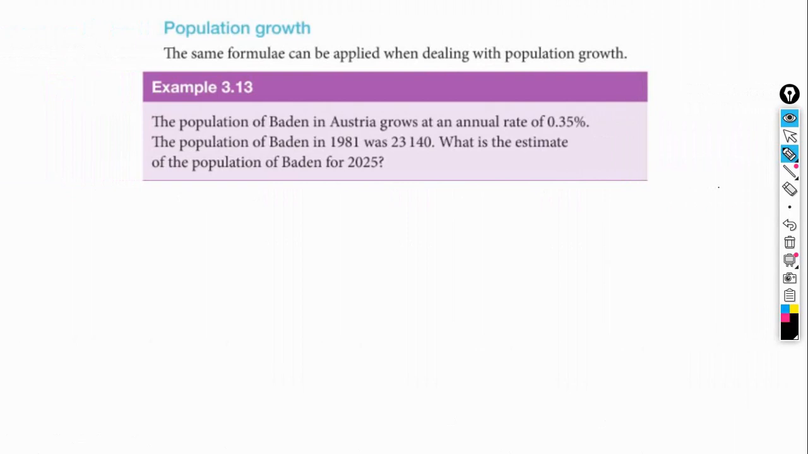So we can talk a little bit about population growth, because the same formulae can be applied when dealing with population growth. So example 3.13 is just about that. So the population of, I'm going to say this wrong probably, Baden in Austria grows at an annual rate of 0.35%. The population of Baden in 1981 was 23,140 people. What is the estimate of the population of Baden for 2025? So notice that this is 44 years, so T is going to be 44.